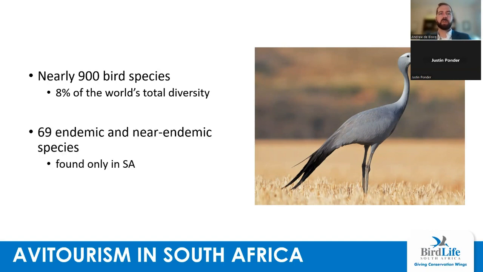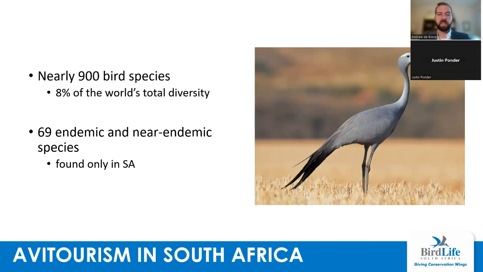In terms of the endemic species, we have 69 endemic and near endemic species. So endemic is an important word in birding parlance. Endemic means that a bird is found nowhere else. It's unique to that area. Endemic birds can be common birds or rare birds. They are sometimes threatened, sometimes not.